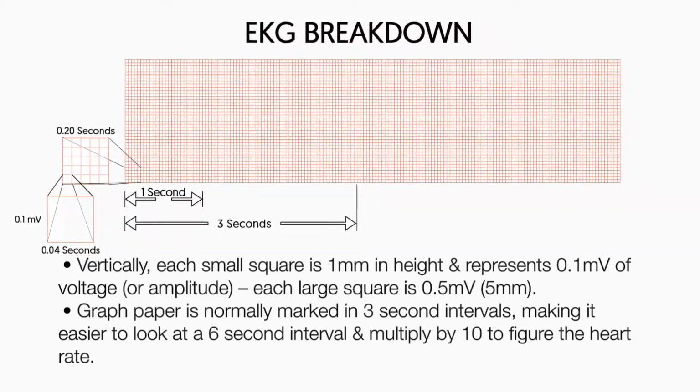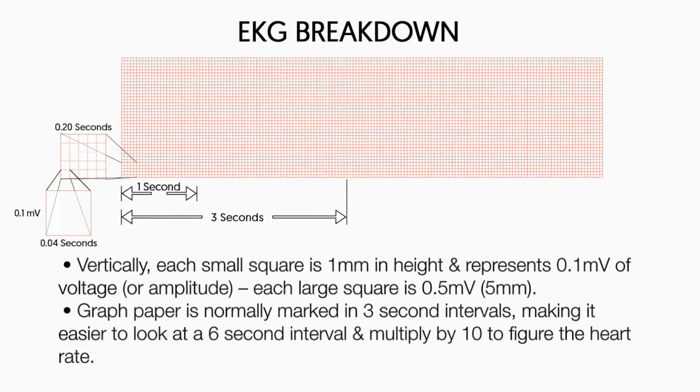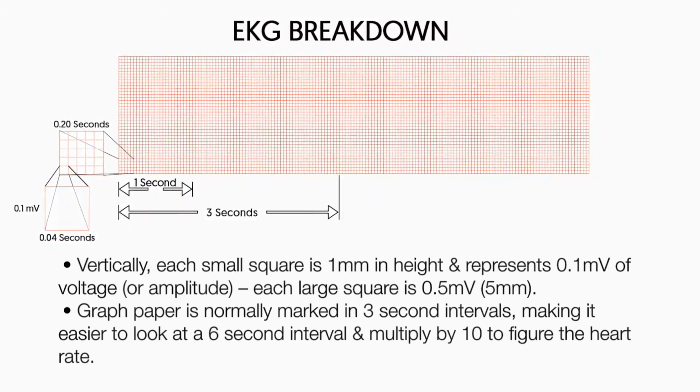Graph paper is normally marked in 3-second intervals, making it easier to look at a 6-second interval and multiply by 10 to figure the heart rate. Let's look at a couple of definitions.